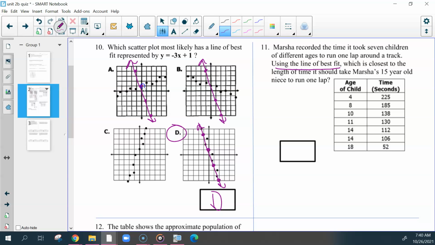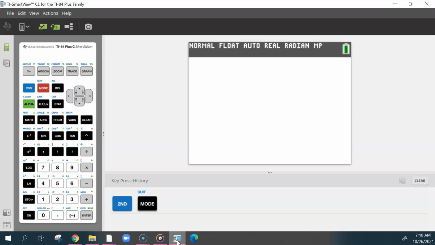Then it's asking, first off, which is closest to the length of time. It was supposed to be a multiple choice and then ended up not being one. That's why I asked it that way. But we're looking for, if we put 15 in, how many seconds would that be? So I have all of this stuff in my calculator already. I'm not going to reset it, but I am going to show you those steps.